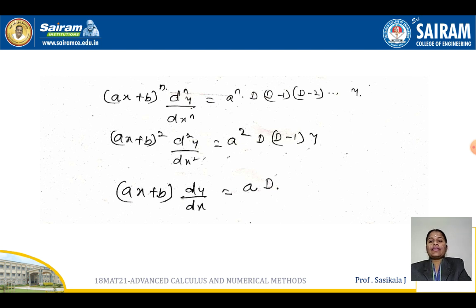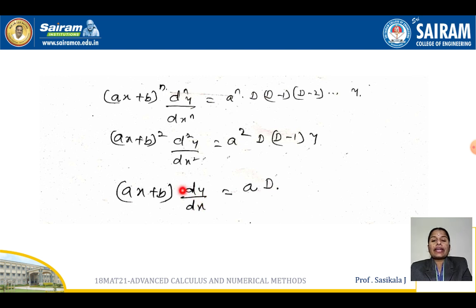The differential operator: (ax plus b) the whole power n, d power n y by dx power n is to be written as a power n into D into D minus 1 into D minus 2 up to the term you have, and so on. Now take the square: (ax plus b) the whole squared into d squared y by dx squared is a squared into D into D minus 1 into y. Then (ax plus b) dy by dx is equal to aD. At most you may get up to power cube, and the maximum problems discussed are second order differential equations.